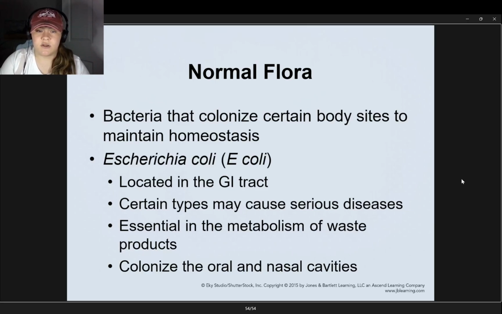You've got Escherichia coli, which is E. coli. It's located in the GI tract. Certain types can cause serious diseases. It's essential in the metabolism of waste products, and it colonizes the oral and nasal cavities.